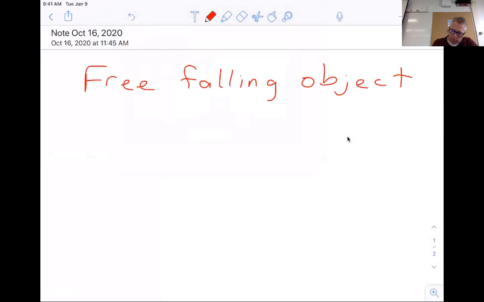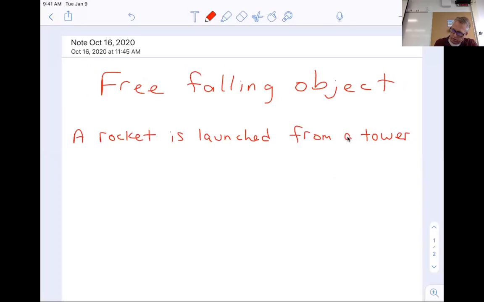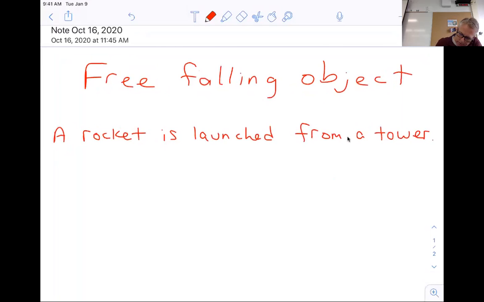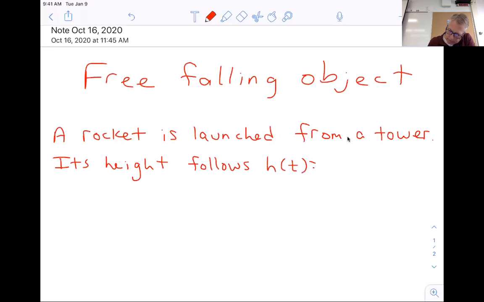So let's say we have, for example, a rocket that is launched from a tower and its height follows the equation h of t is equal to negative 16 t squared plus 235t plus 133.